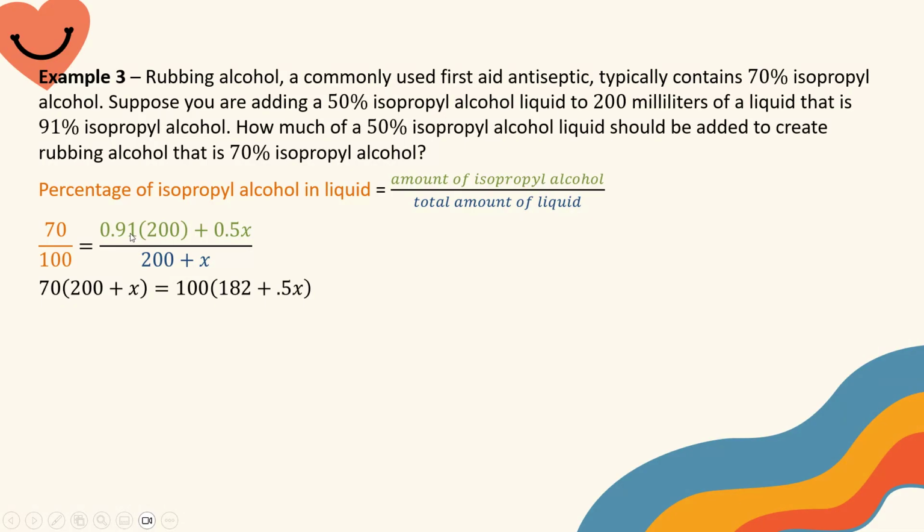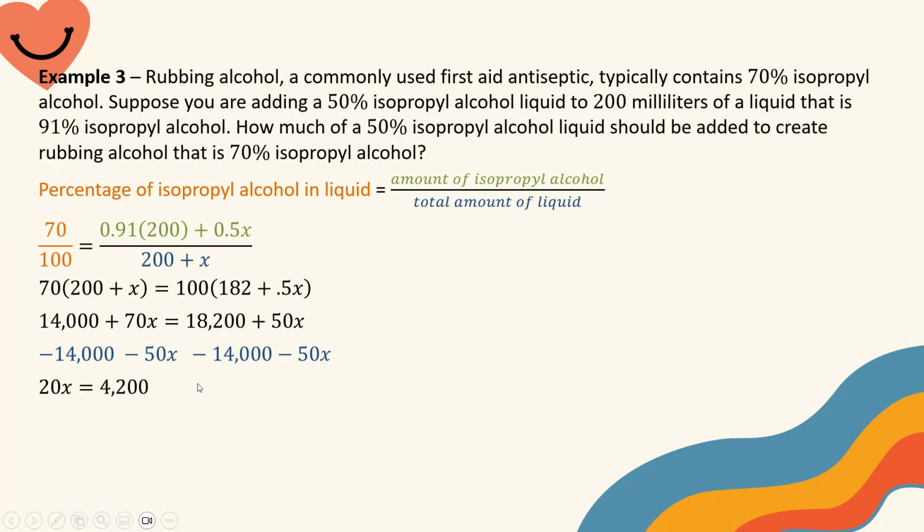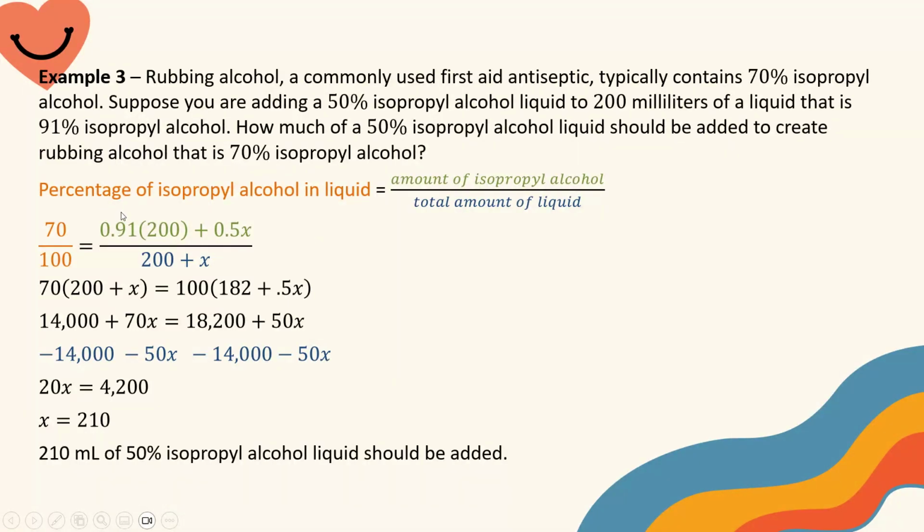Simplifying this, we will distribute the 70 and then distribute the 100. And then we want to get the variable to one side, so I'm going to subtract 50x from both sides, and I'm subtracting 14,000 from both sides. So we get 20x equals 4,200, divide by 20, and we get x equals 210. So x represents the milliliters we should add to the 91% solution to bring it down to 70%. So 210 milliliters of 50% isopropyl alcohol liquid should be added.